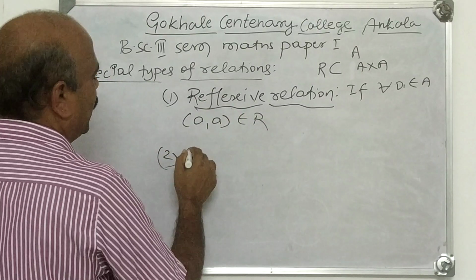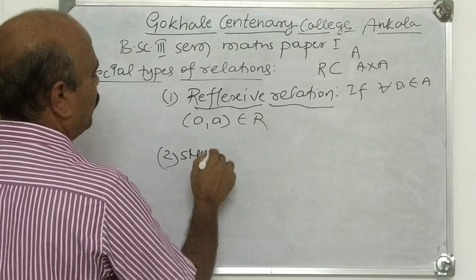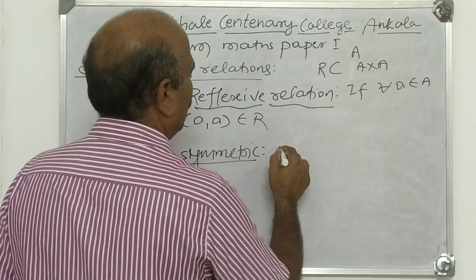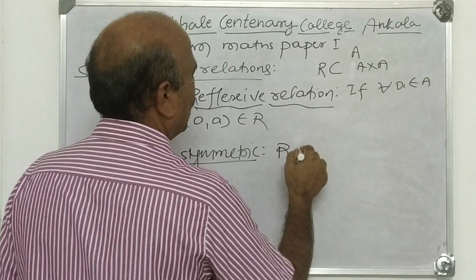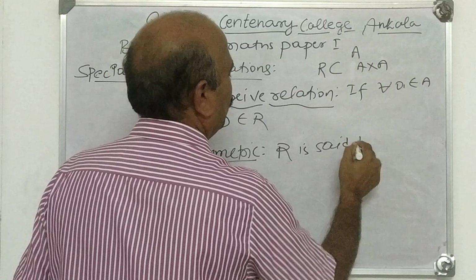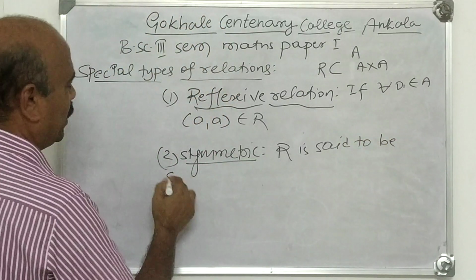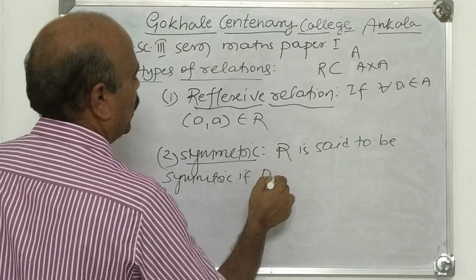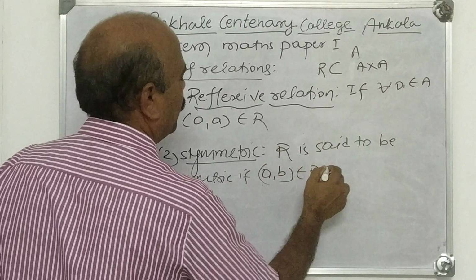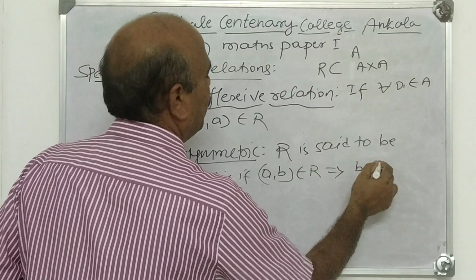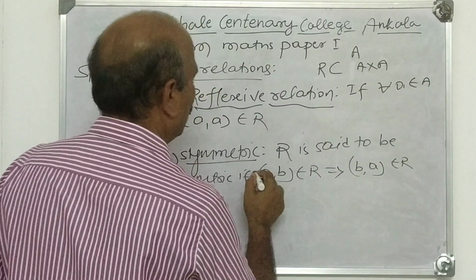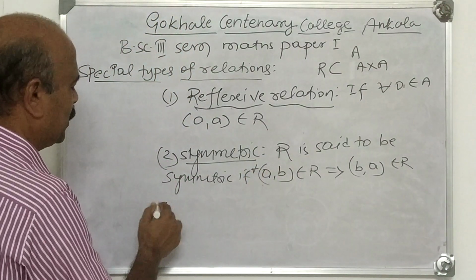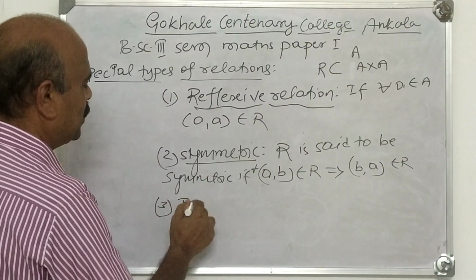Second, a relation is said to be symmetric. The second type of relation is symmetric. A relation R is said to be symmetric if (a, b) belongs to R implies (b, a) belongs to R. Or we can say, for all (a, b) belongs to R, (b, a) also belongs to R. It is called symmetric.